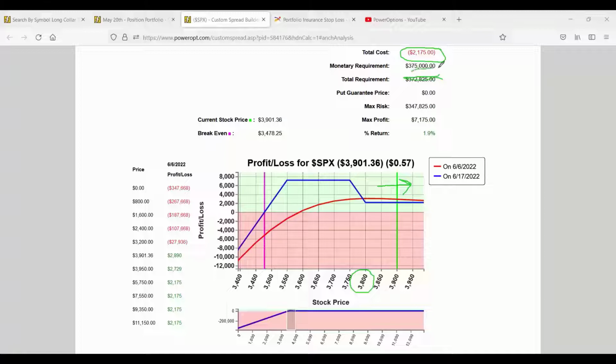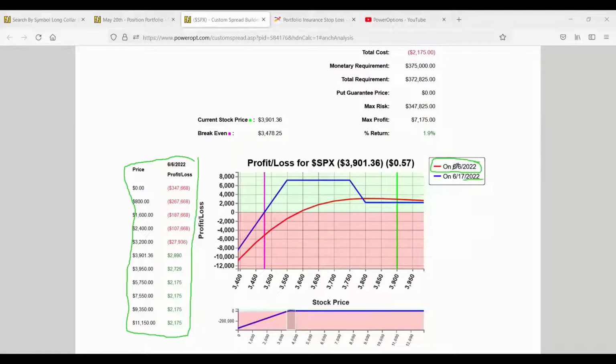So that is a pretty big margin that I mentioned at $375,000 for this trade. The red line is the profit and loss, and the values monetarily are shown over here on the left at the halfway point, halfway between today, May 20th, if I open this position, and June 6th expiration.